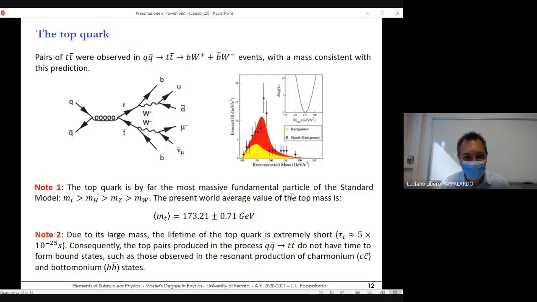Now, due to its large mass, of course, the lifetime of the top quark is extremely short, of 10 to the minus 25 seconds. So it decays immediately as soon as it is produced, and so it can never take part in any bound state. It can never be part of a hadron. So indeed, there is no way to observe a resonant production such as the charmonium or the bottomonium for the top quark. t t-bar states are not bound, they do not exist.